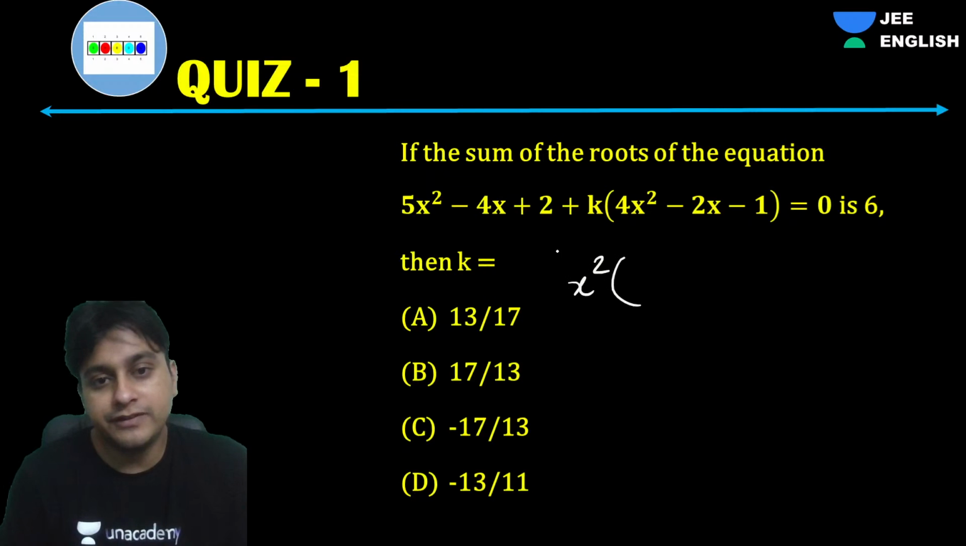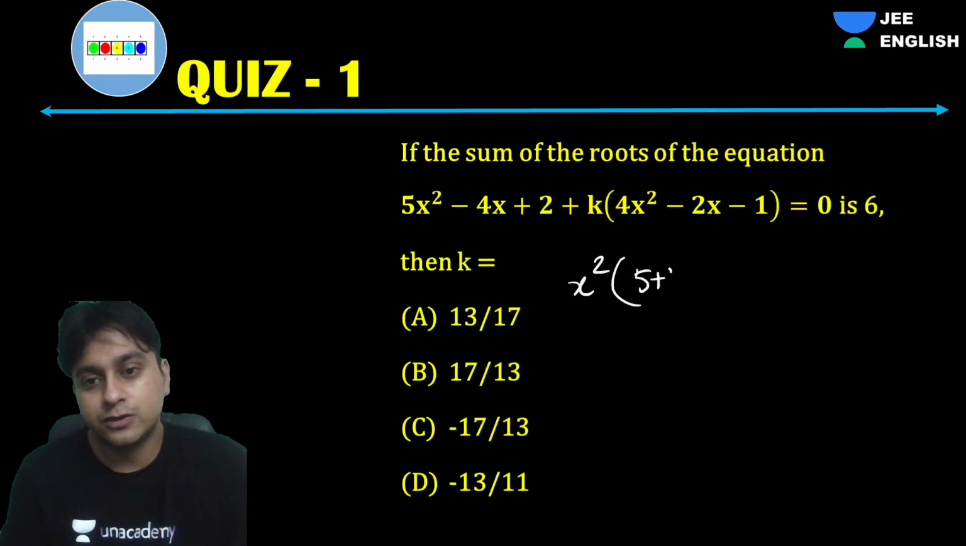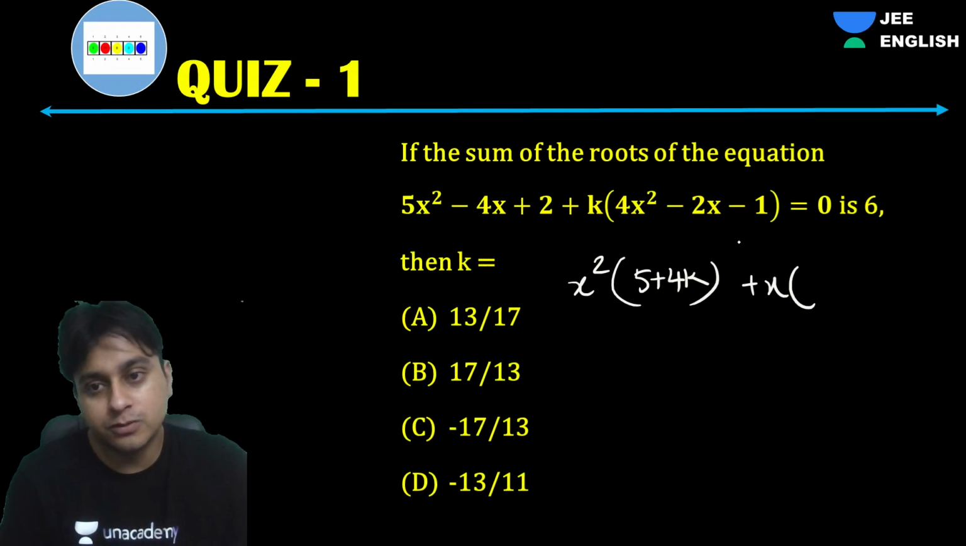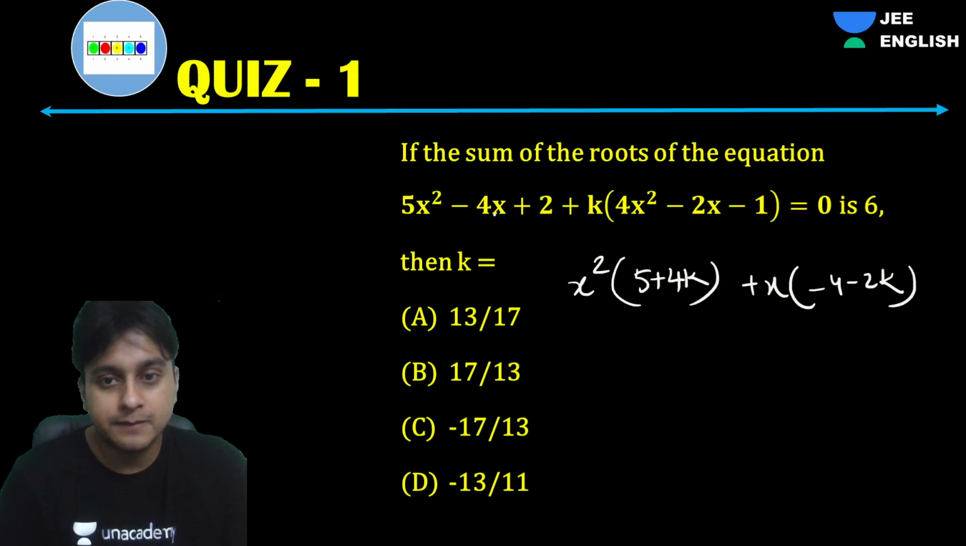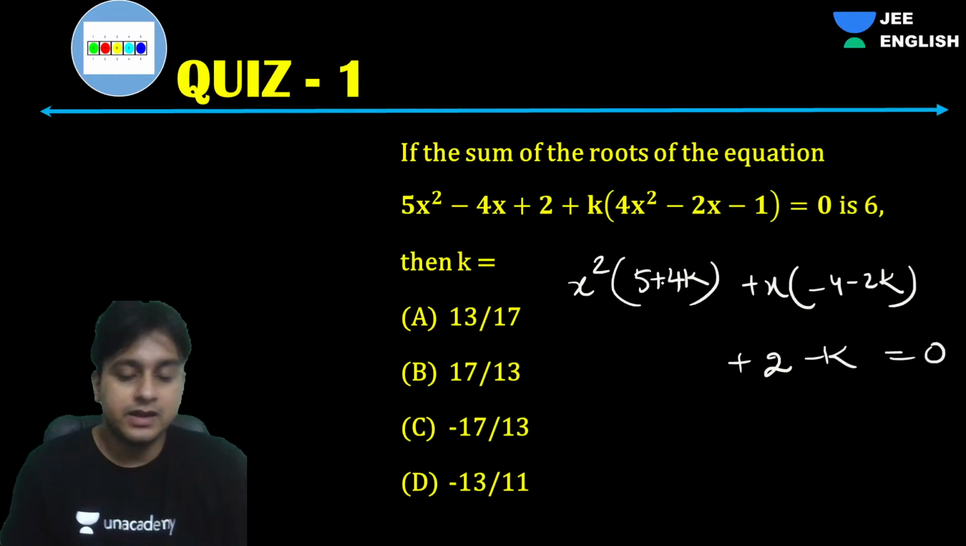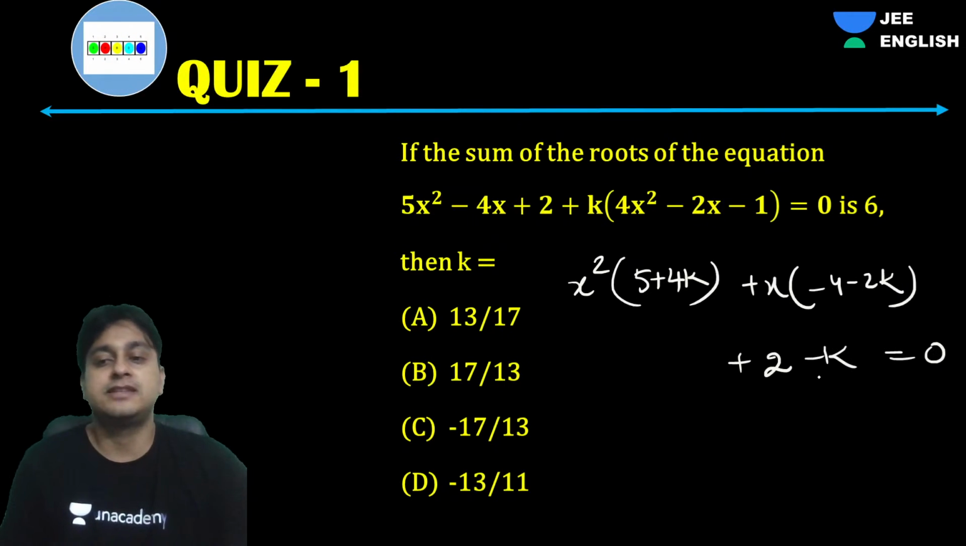So guys, if I take the coefficient of x square, what am I getting? I'm getting 5 plus 4k, isn't it? Then what are we getting as the coefficient of x? Coefficient of x is coming as minus 4 minus 2k, right? And then guys, what is the constant? Constant is 2 minus k, isn't it? So let's write this in terms of a general quadratic, ax square plus bx plus c equal to 0.